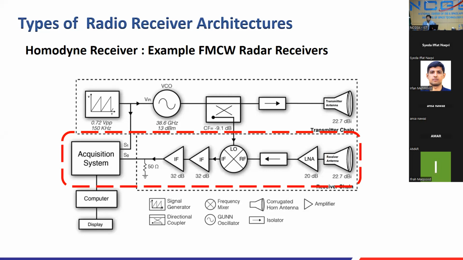The reason is that in FMCW radar this is your transmitted signal that is going out, and you couple its own reference with the frequency mixer. So your transmitter and receiver are co-located. You can directly translate that frequency to a lower frequency near DC.